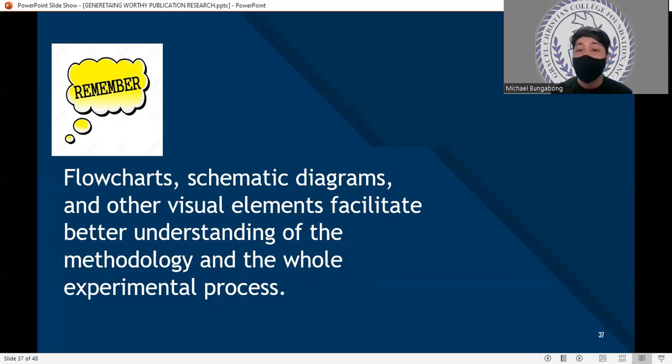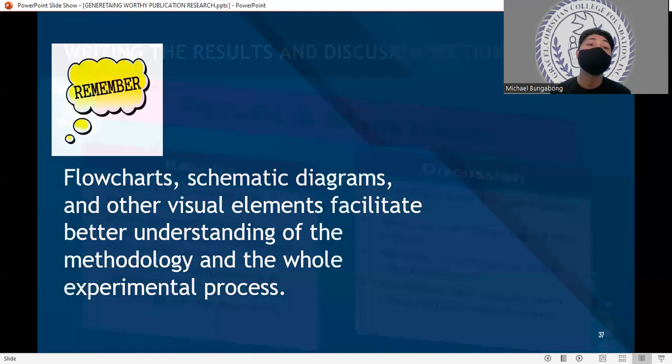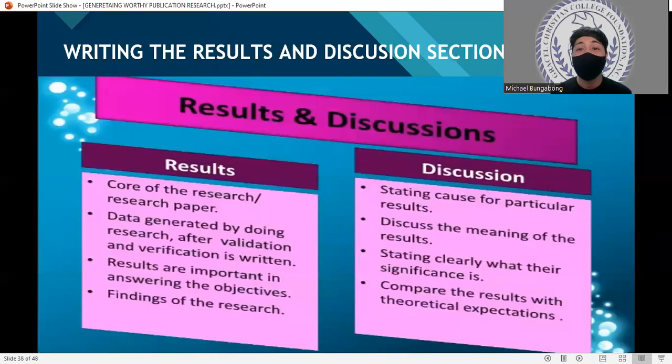Okay. So remember that flowcharts, schematic diagram, and other visual elements facilitate better understanding of the methodology and the whole experimental process. So writing the results and discussion section, I think we will be talking about it separately, maybe tomorrow. And don't forget that we will be also having a recitation if you really watch this video.